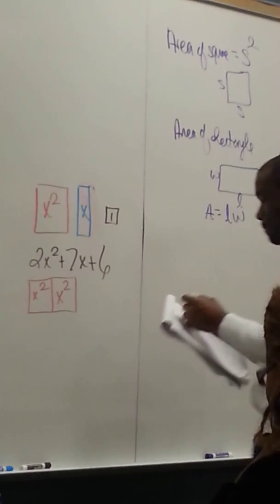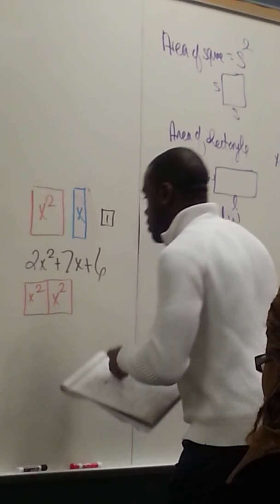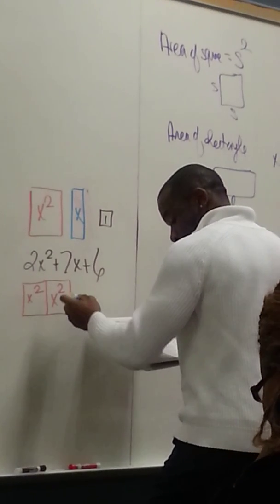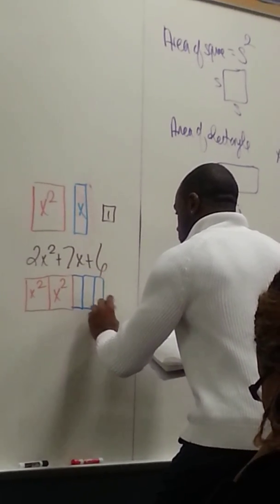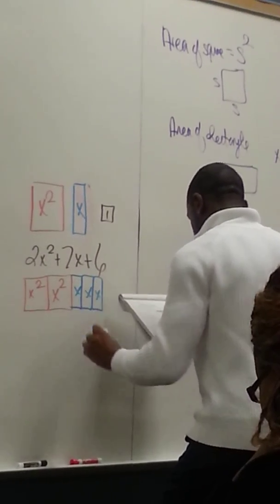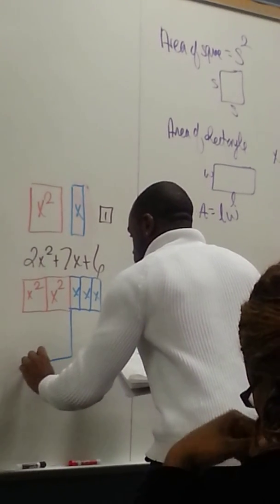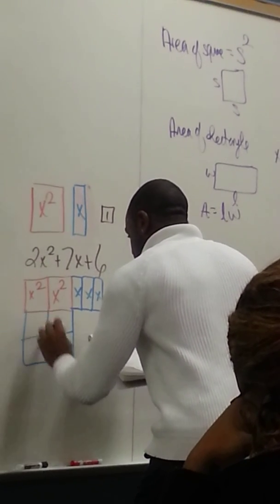7, right? So we're going to get the blues out. Do 1 here, x, x, x, and then 4 below. They're just laying sideways.